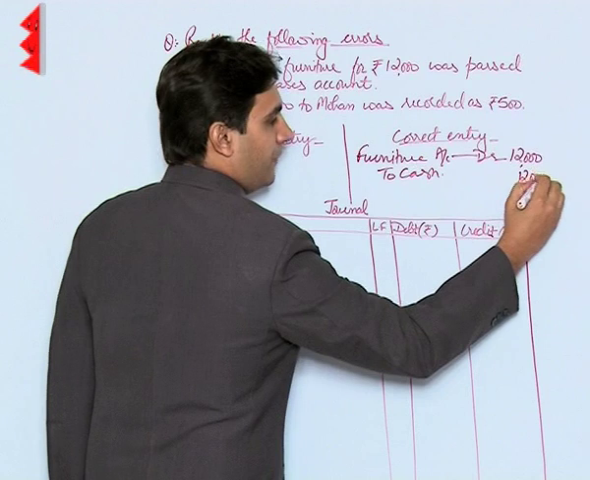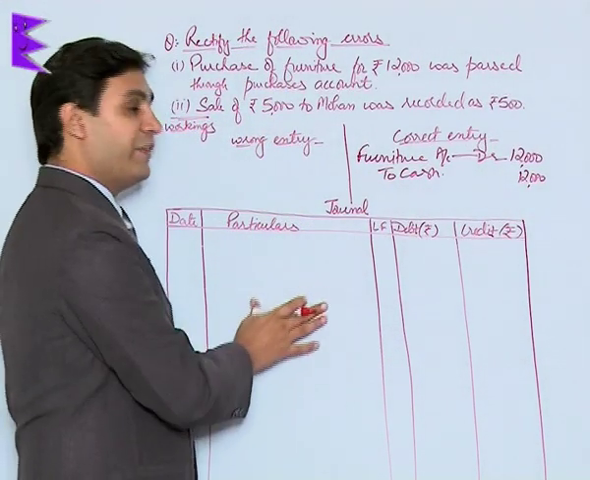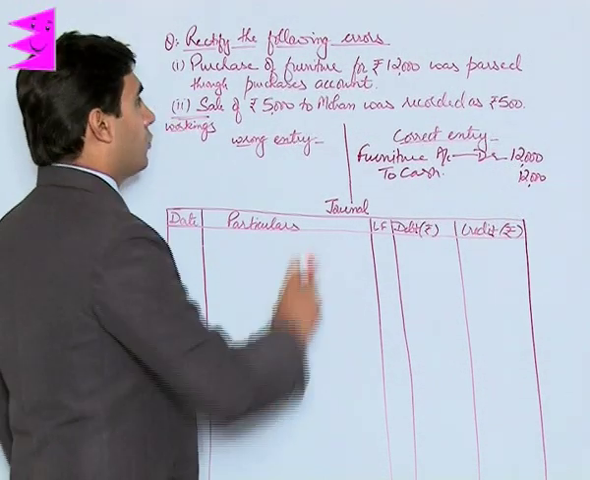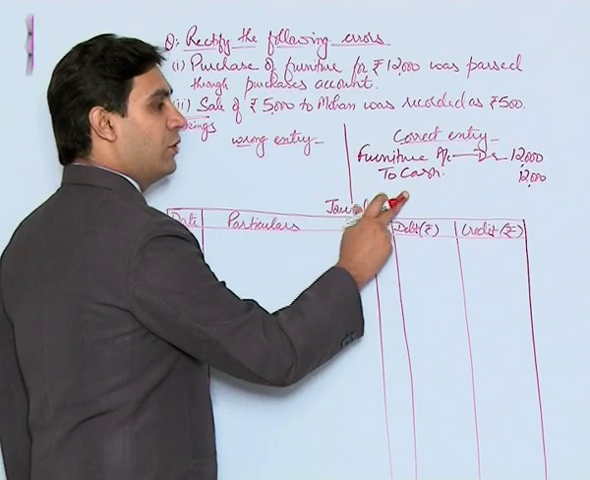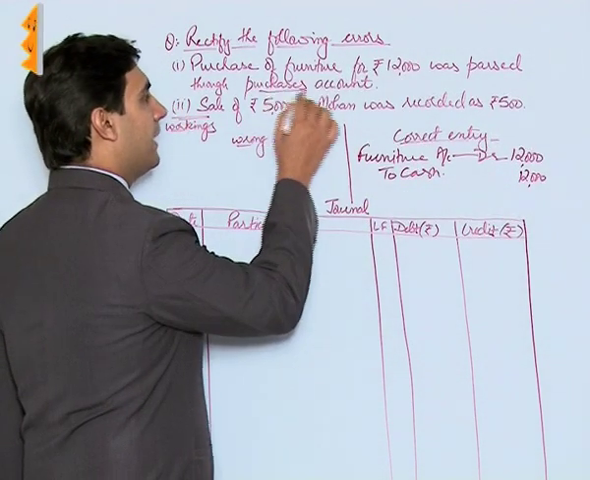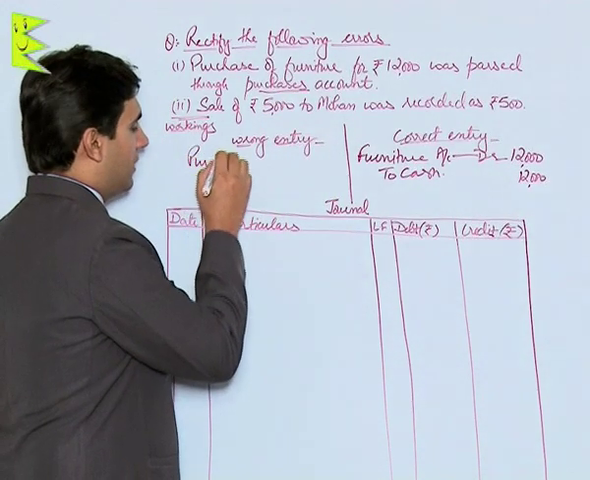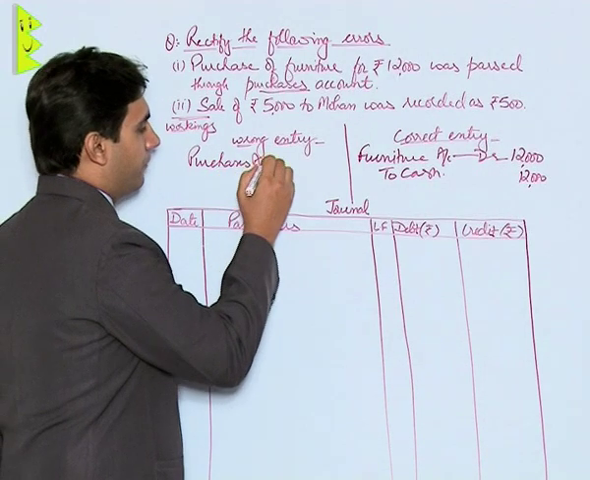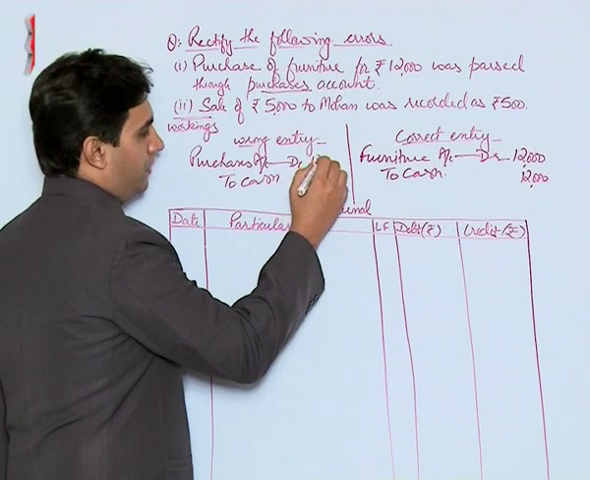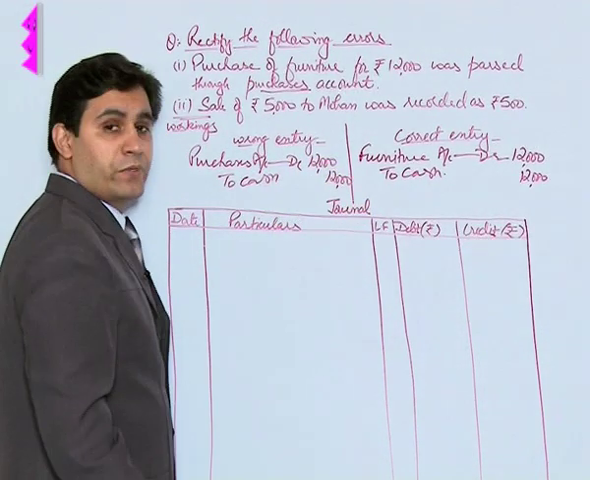Now students, remember these are workings, you need not show them in fair. The rectifying entry, whatever it is, we'll show in the journal. So now when we purchase furniture to cash is the journal entry. But what we have done is we have wrongly taken it as purchase. So we have passed an entry like purchases account debited to cash 12,000. Students, it is an error of principle.